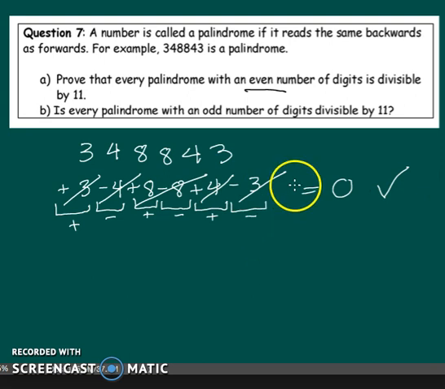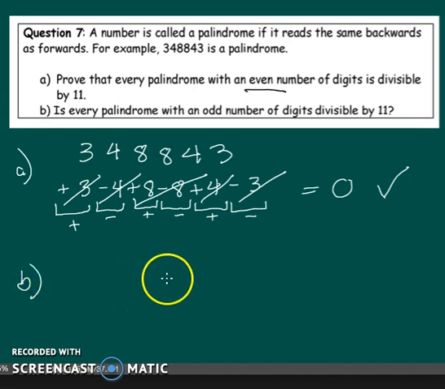And if you think about this, it will work with any number that's got an even number of digits. So you can try this on your own. Sorry, any palindrome that's got an even number of digits. That was part A. So what about part B?